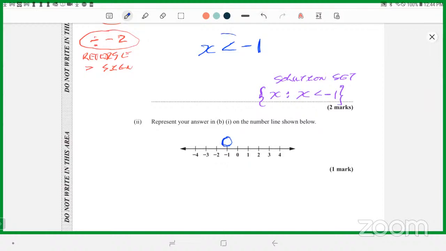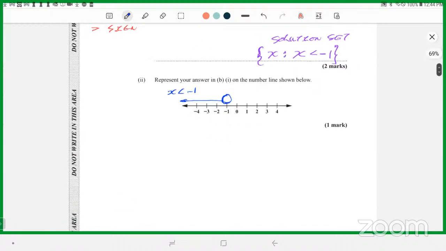And then I want values that are less than negative 1, which are over to this side. So I put the arrow pointing to the left, and then I write x is less than negative 1. If the equal was there, as I'm writing it here now, then to show that x can also be negative 1, I would have to shade this circle. That will be the difference, and it will be x less than or equal to negative 1. But this one is just x less than negative 1, so that is it. And that answers that part.